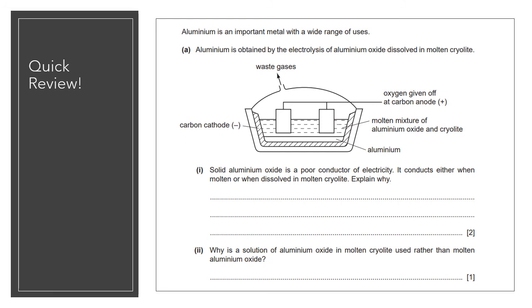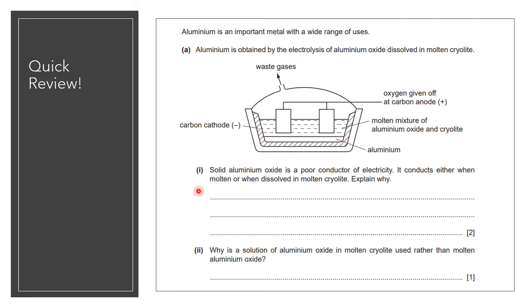Next. This is an extraction of aluminium. Aluminium is an important metal with a wide range of uses. Aluminium is obtained by the electrolysis of aluminium oxide dissolved in molten cryolite. Okay, macam biasa, this is anode, carbon. This is our cathode, carbon cathode. Dalam ni yang dash line ni indicates the molten mixture of aluminium oxide and cryolite. Alright, and at the end of the experiment, our aluminium will sink at the bottom. So kita dah extract dia akan sink dekat bawah lah.